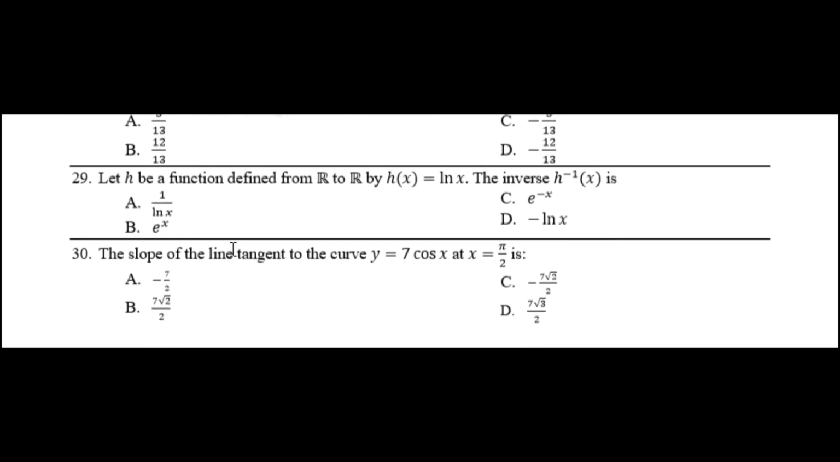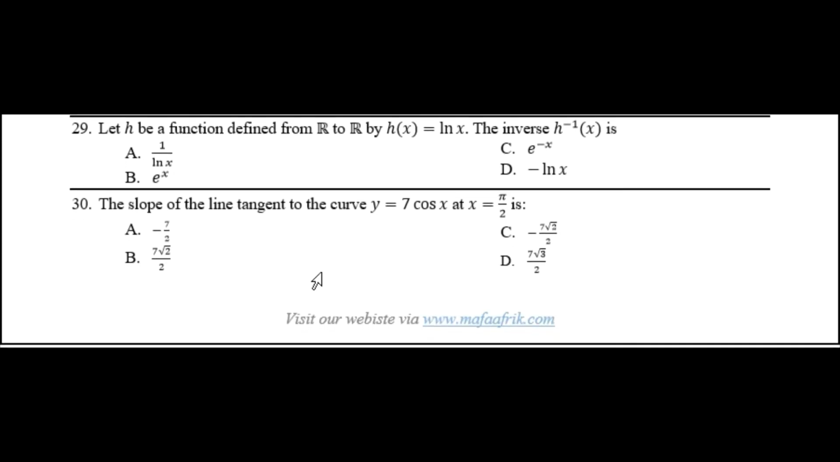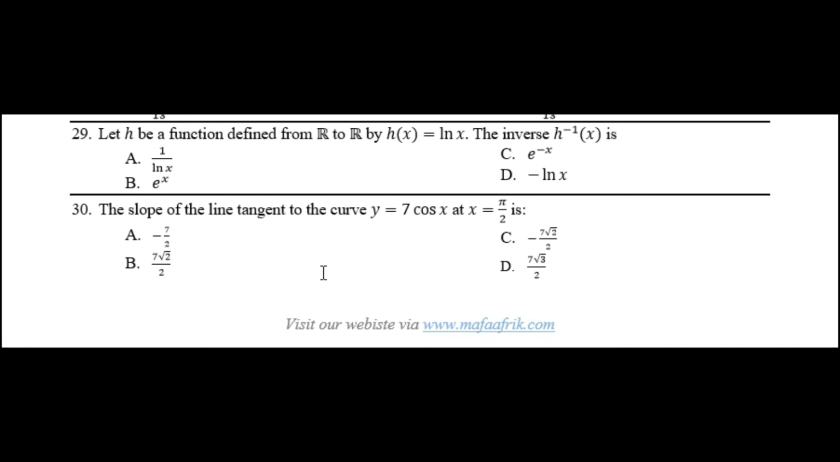Now 29 is a clear question. The inverse of the Napierian logarithmic function is the exponential function, or you can equate ln x to y. You find x, which is e to the y, and then the inverse now is e to the x, which is b.